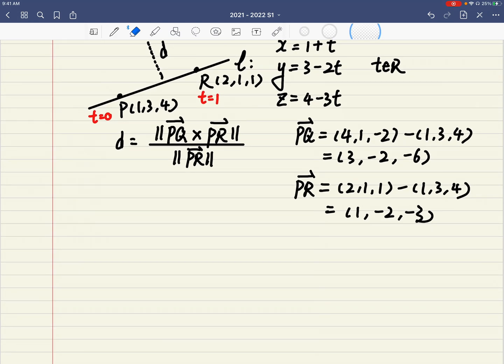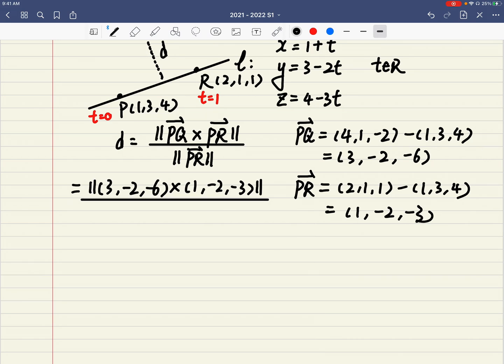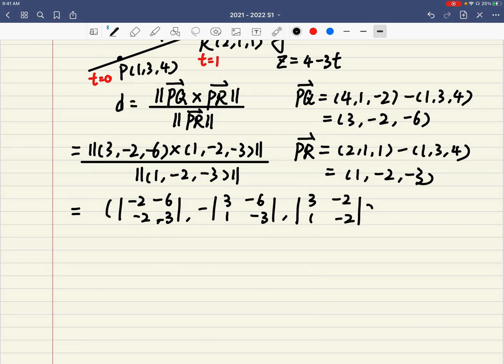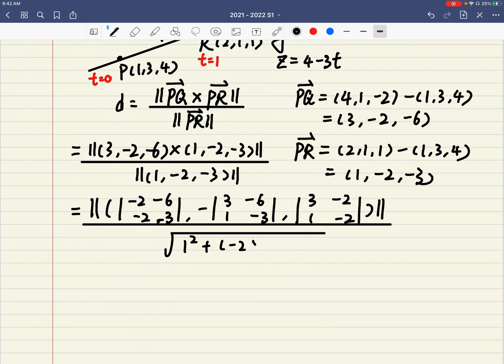So then the distance is just the length of PQ cross PR over the length of PR. On the top, it's a cross product. So let's do the cross product. The first component is the determinant of this. The second component is minus the determinant of this. And the third component is the determinant of this. Then the length of it over the square root of 1 squared plus (-2) squared plus (-3) squared.